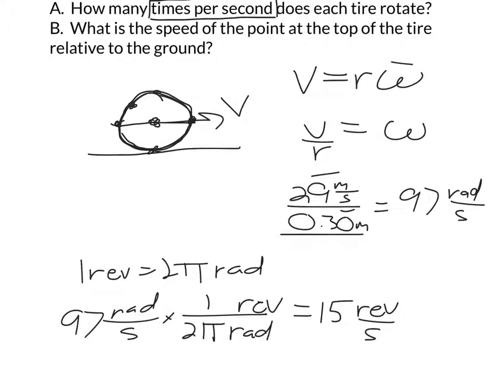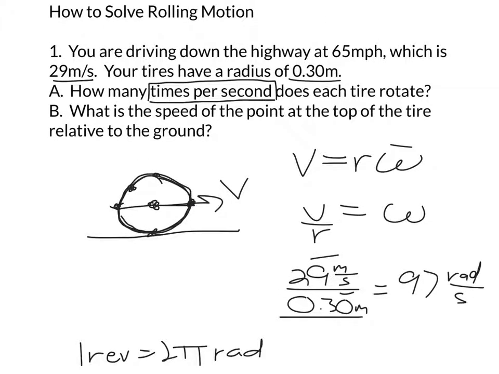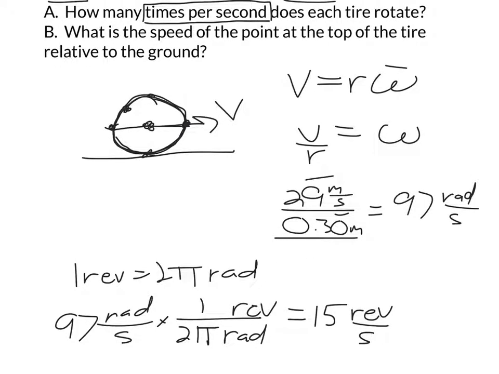That's pretty quick, think about it. That means on the freeway, assuming you have 3/10 of a meter diameter tires. Radius tires? Radius, good. Otherwise I did this wrong. Yeah, if you have 0.3 meter radius tires, they spin 15 times every second. They're really clipping along.